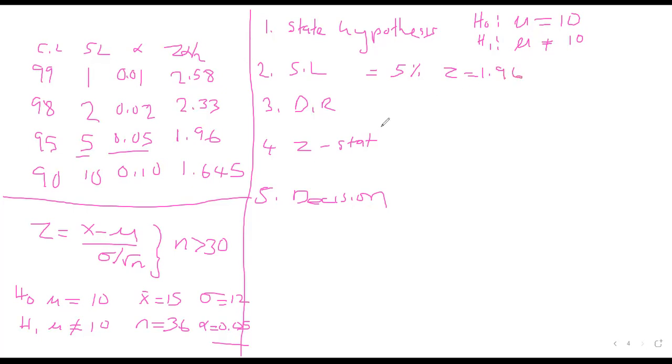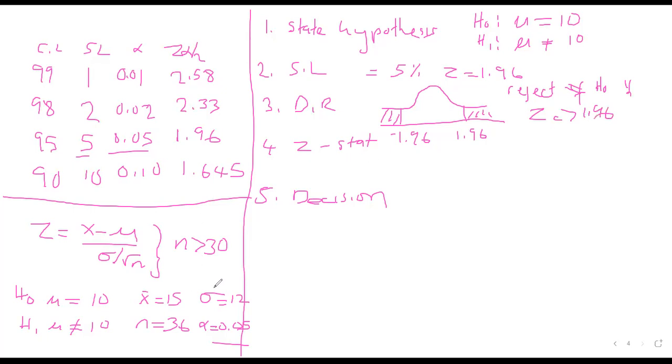So our decision rule, we're going to reject our H0 if it is what? Less than negative 1.96, or greater than 1.96. So we say reject H0 if Z calculated is greater than 1.96.